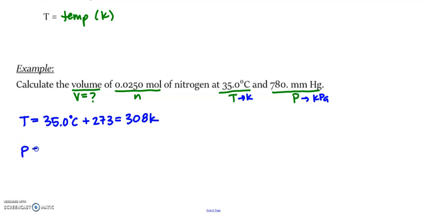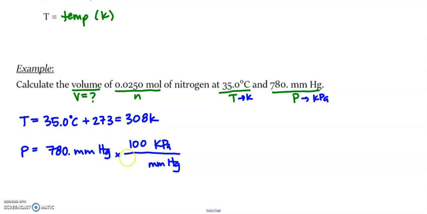Okay, and then our pressure, we've got 780 millimeters of mercury, and we need kPa. So we're going to take millimeters of mercury on the bottom to divide out. We're going to convert to kilopascals, and if you flip back in your packet, you'll find this conversion: 100 kilopascals equals 760 millimeters of mercury. So millimeters of mercury divide out. If I take 780 times 100 divided by 760, I get 102.63 kilopascals.